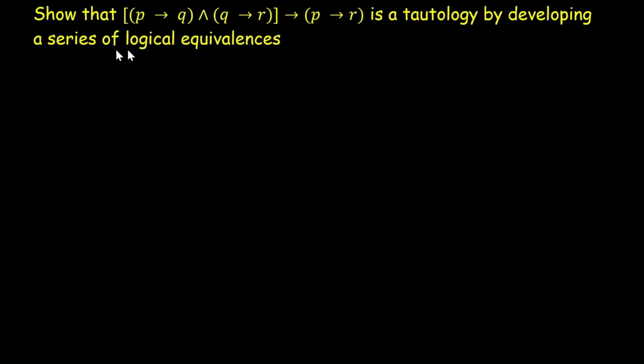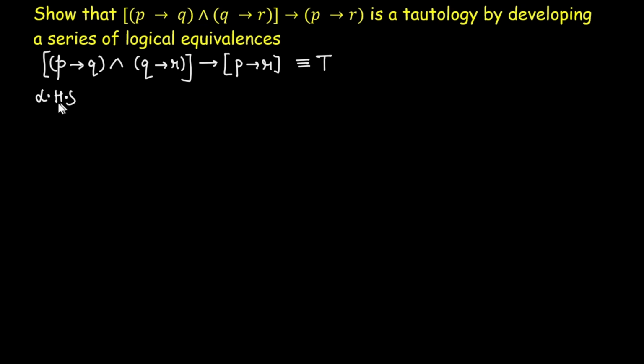Means we need to show that P implies Q and Q implies R, this implies P implies R, logically equivalent to true. For that, we will start from its left side, that is, P implies Q and Q implies R, this further implies P implies R.